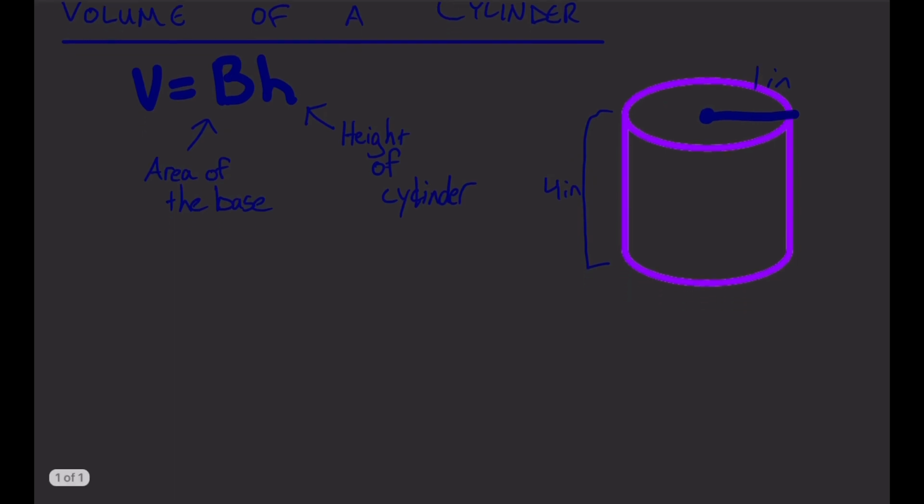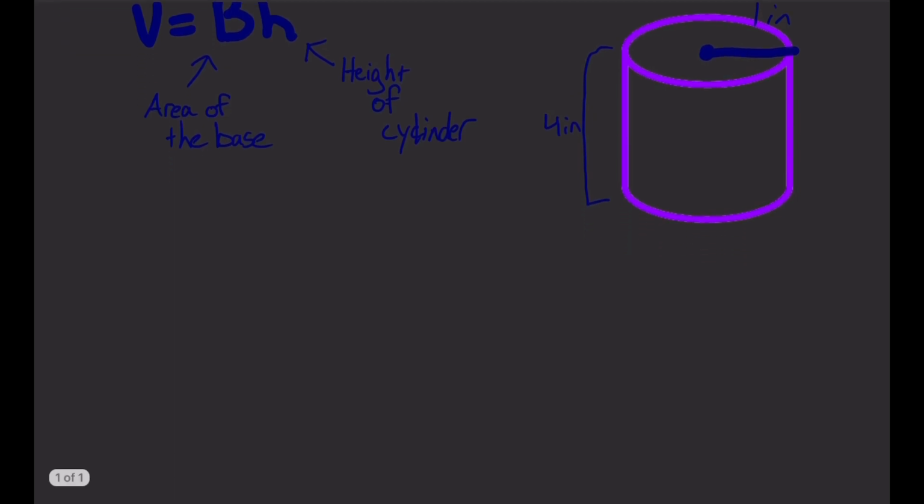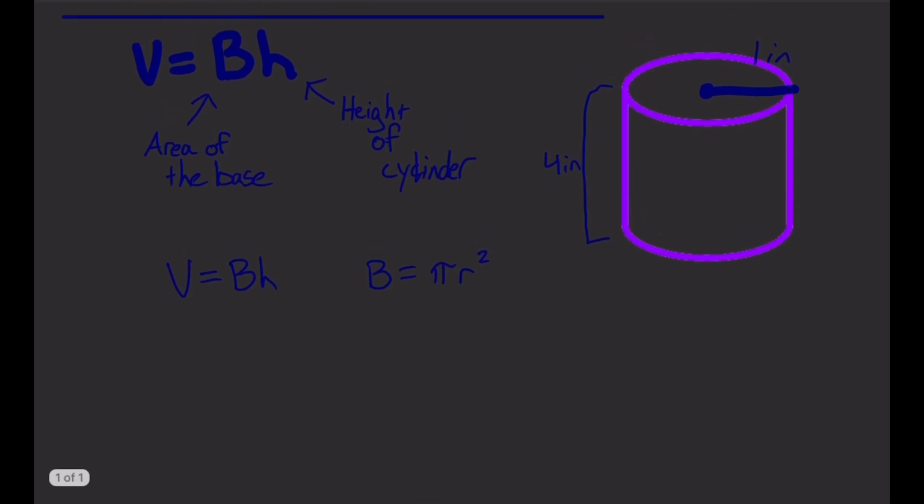So let's go ahead and plug this into our formula. I'm a big fan of always showing your work, and I believe your math teachers would as well. So the formula is V equals B, H, or base times height. And to find B, or the area of the base, in this case, it is pi times radius squared. So let's go ahead and solve for B first, so we know the area of our base.